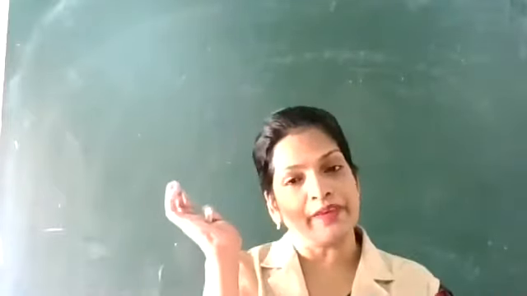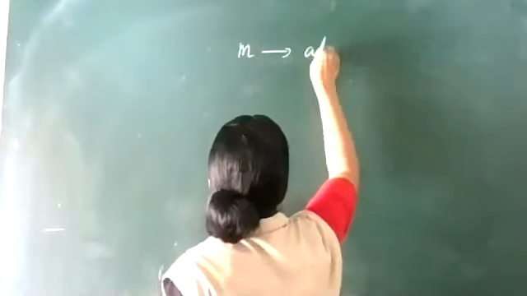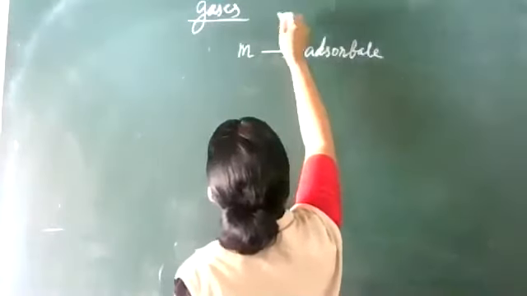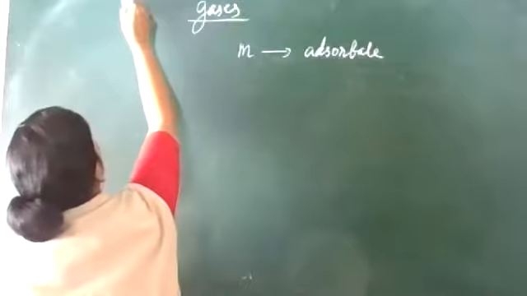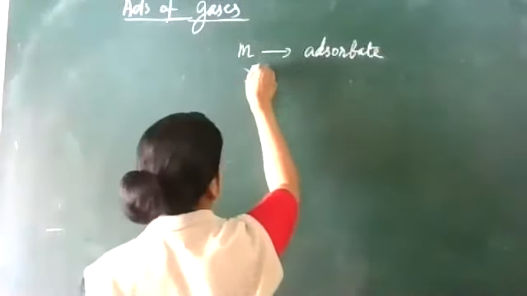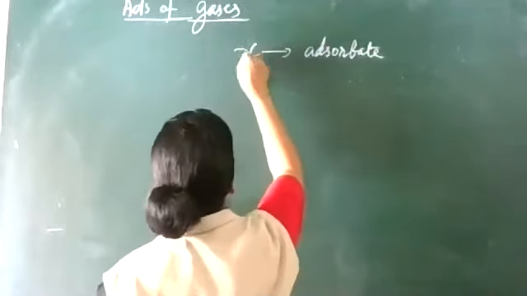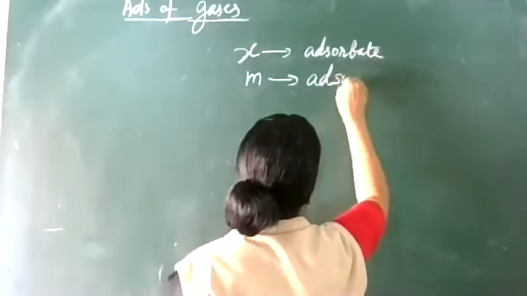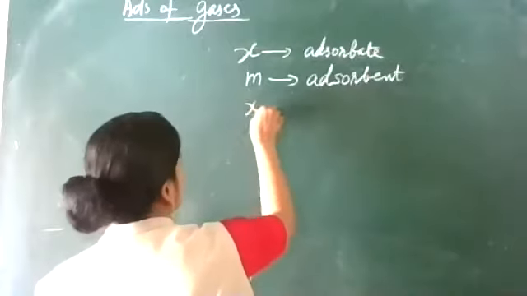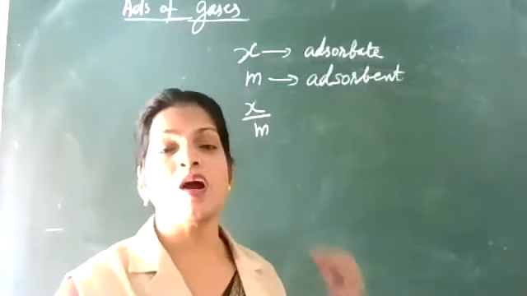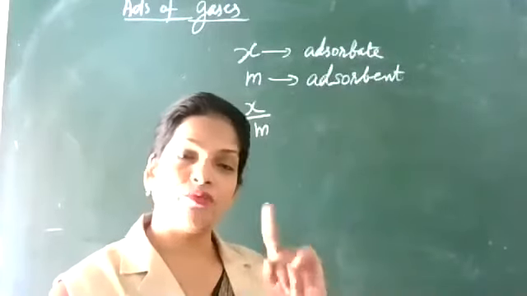If X is the amount of adsorbed weight and M is the amount of adsorbent, then X by M is the extent of adsorption. On M, how much X? Or from 1 gram of M.